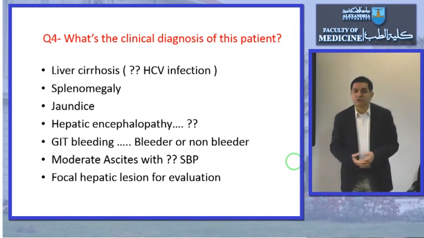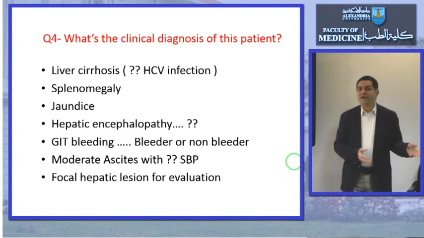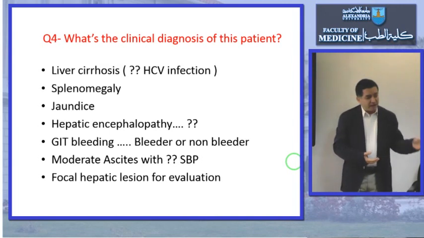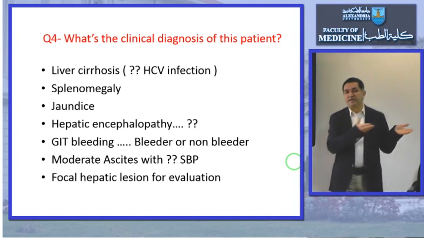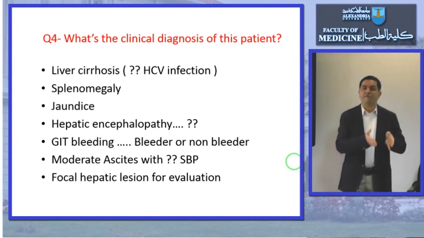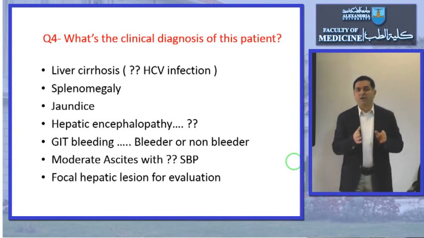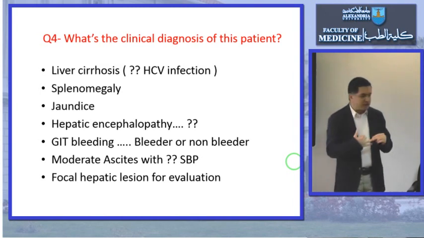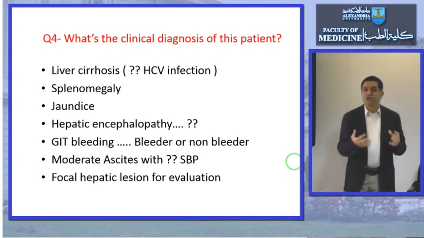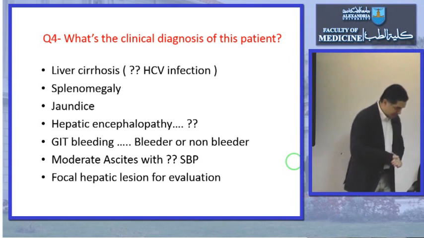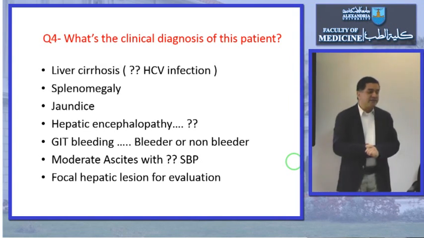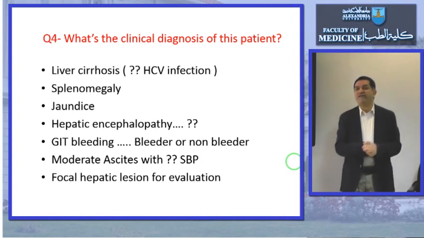Our patient has moderate ascites with query spontaneous bacterial peritonitis. The diagnosis of spontaneous bacterial peritonitis will be confirmed by the presence of elevated polymorphonuclear leukocytes more than 250, with or without the presence of positive culture for bacterial infection, which is usually a gram-negative microorganism. Focal hepatic lesion for evaluation.